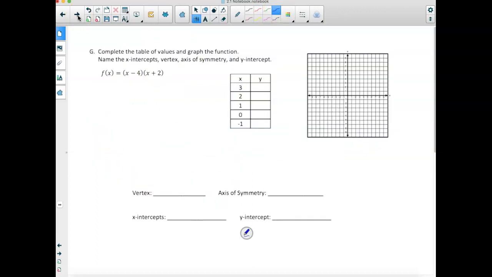Now we're finally going to graph one, but in order to graph it, we're going to complete the table of values and graph the function. Name the x-intercepts, vertex, axis of symmetry, and y-intercept. I think we can do all that at the end. Let's complete our table. Well, this is saying find f of 3. That means plug a 3 in everywhere for an x, and then simplify. Well, that gives me negative 1, and that's times 5. So this is going to output negative 5.